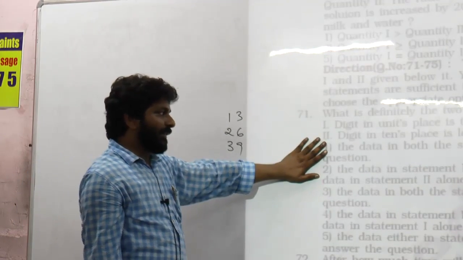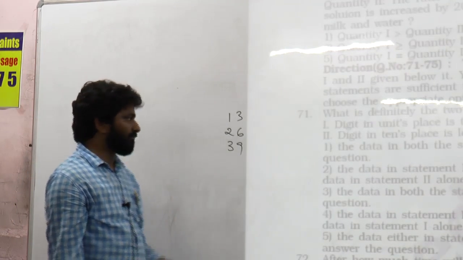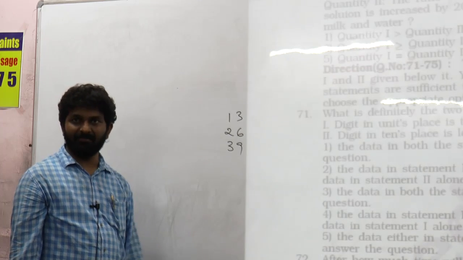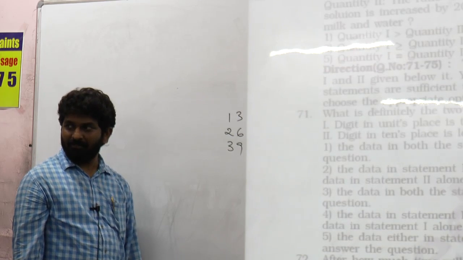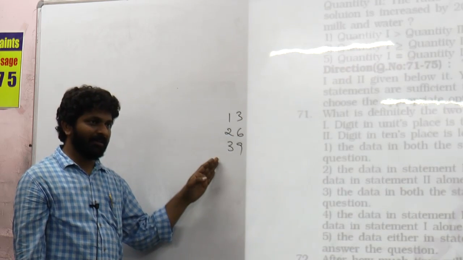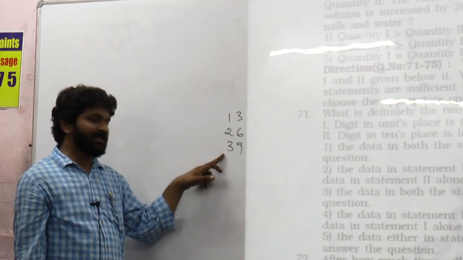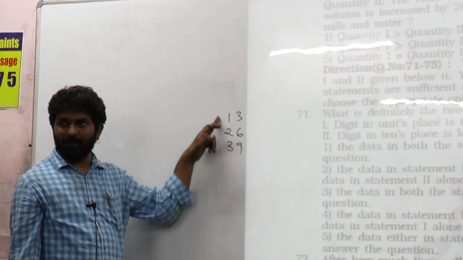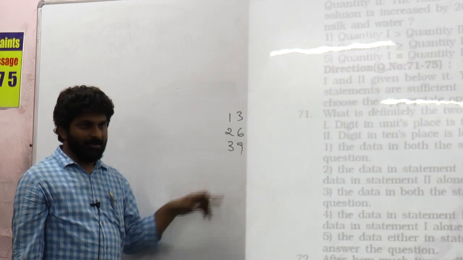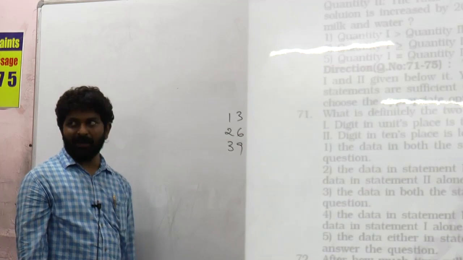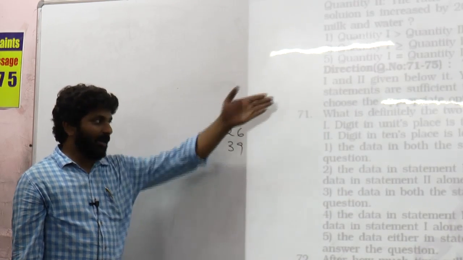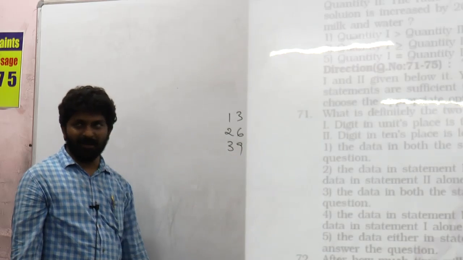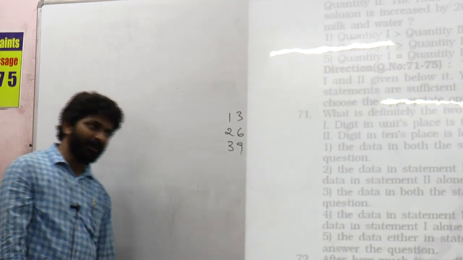Next, second one. The digit in tens place is less than 4. Yes. No. All are less than 4 only, right? Digit in tens place less than 4, they say. All are less than 4. So using the second option alone you will not get the answer. If you combine 1 and 2 informations also you will not get the answer. Answer cannot be determined.